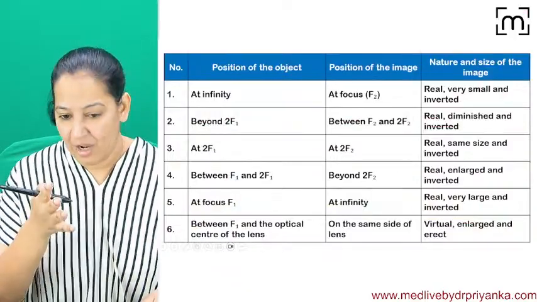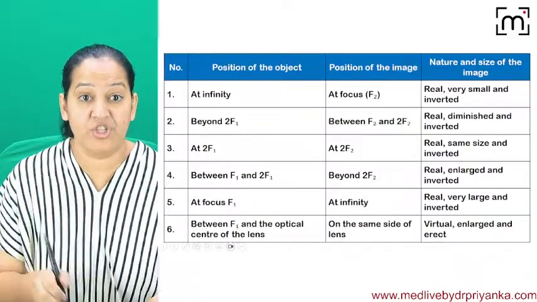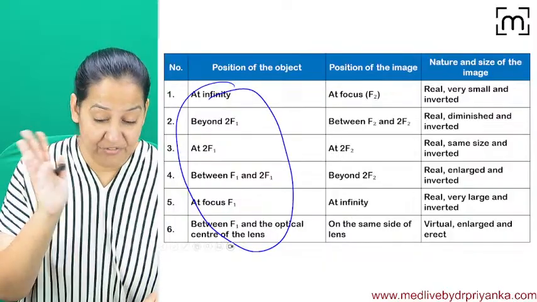Wait. Okay. Now this I am not going to teach you. You have already read it in your physics. I am not going into detail. There are 6 different positions of the objects. You know, there are 6 different positions of the objects.